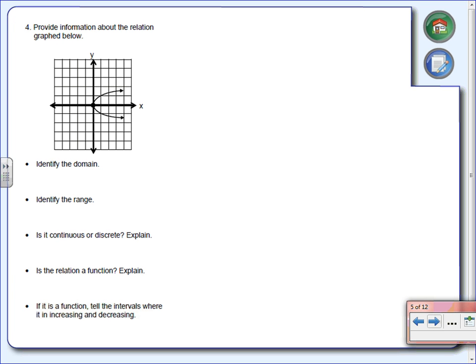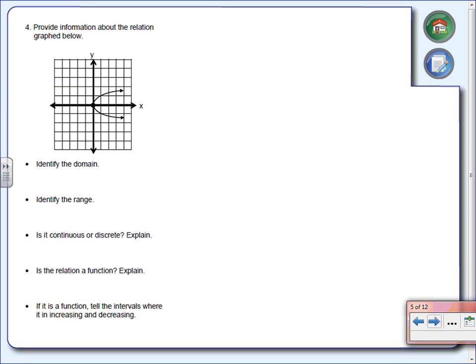Number 4, I'm given a graph. And from this graph, I've got to answer a couple of questions. So the first question I've got is, what is the domain? They want to know, what are the x values on this graph? Well, there's a lot of them. And if I try and write down each and every x value individually, it's going to take me forever. Well, what am I going to write down for my domain?